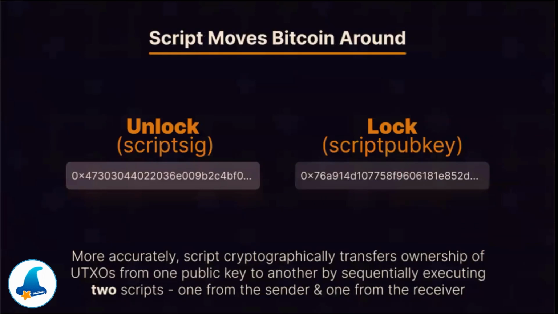UTXOs have a lock around them. That lock, or that set of instructions, is typically called the script pub key. If you go to mempool or any of the other block explorers, you'll usually see script pub key. On the other side, the inputs provide the unlock script, or the instructions to unlock a specific UTXO. These sets of instructions are what we call script. One of them throws a lock around it; the other unlocks that previous lock.